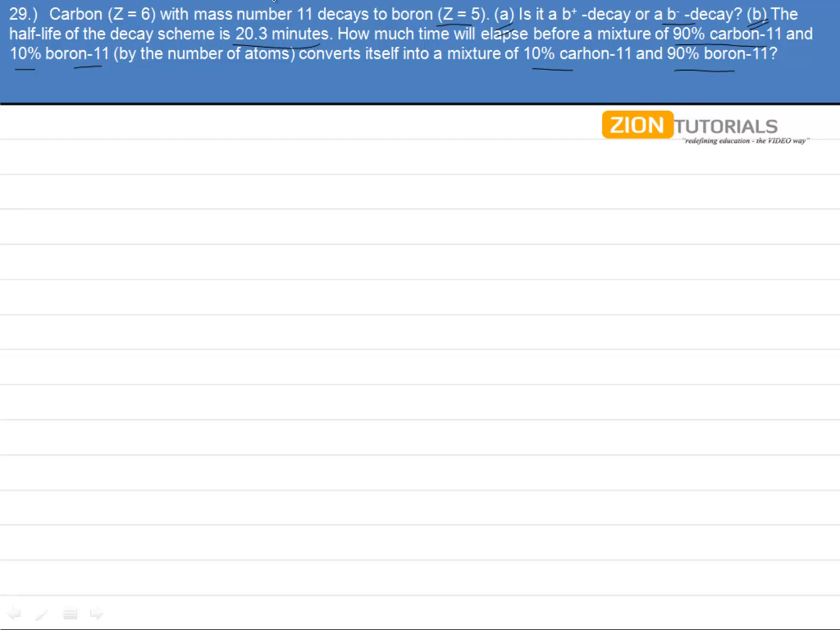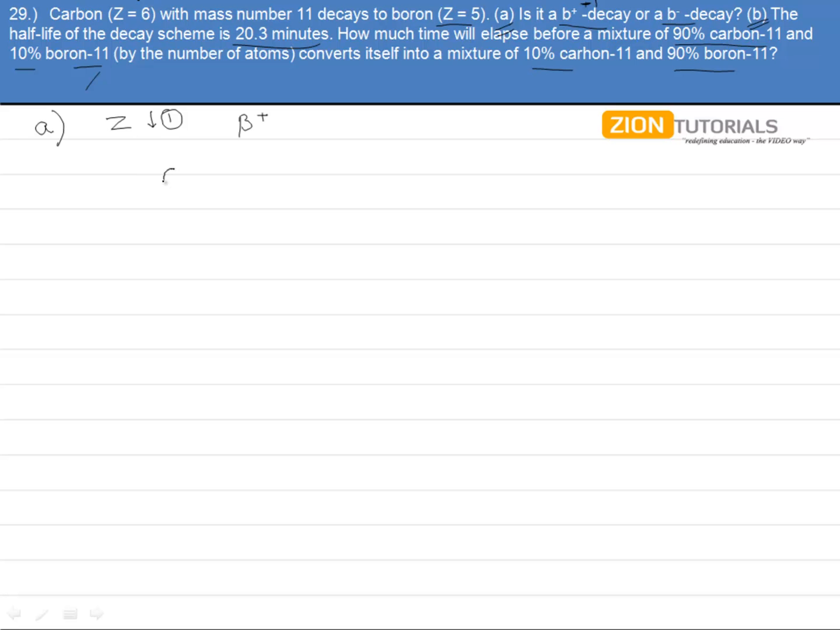Now, in this question, we have been asked if it is a beta positive or a beta negative decay. And we know that in beta positive decay, the atomic number decreases by 1 unit, while in beta negative decay, it actually increases by 1 unit. And here, they have said that the atomic number Z decreases by 1 unit because it changes from 6 to 5. Therefore, it is a beta positive decay.